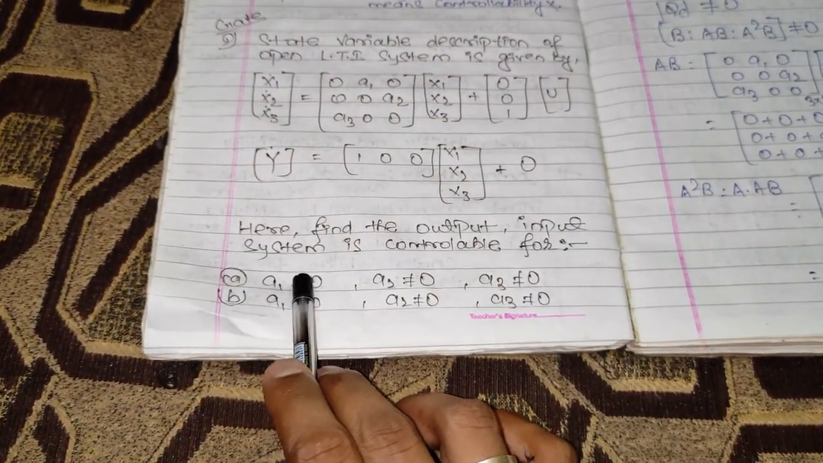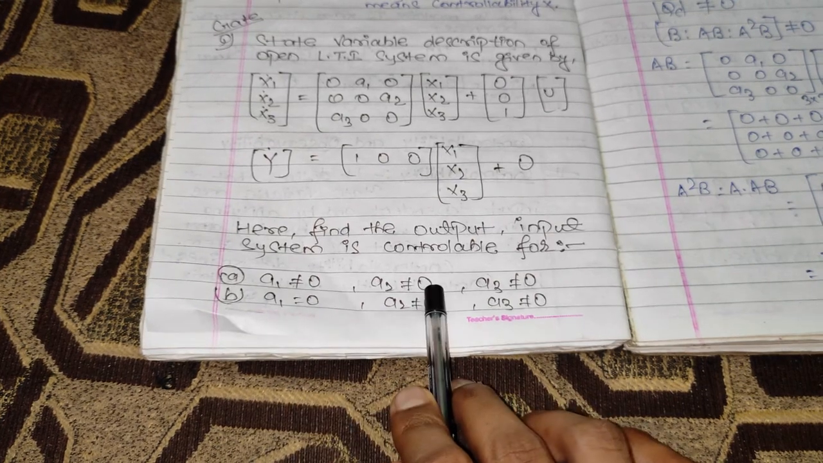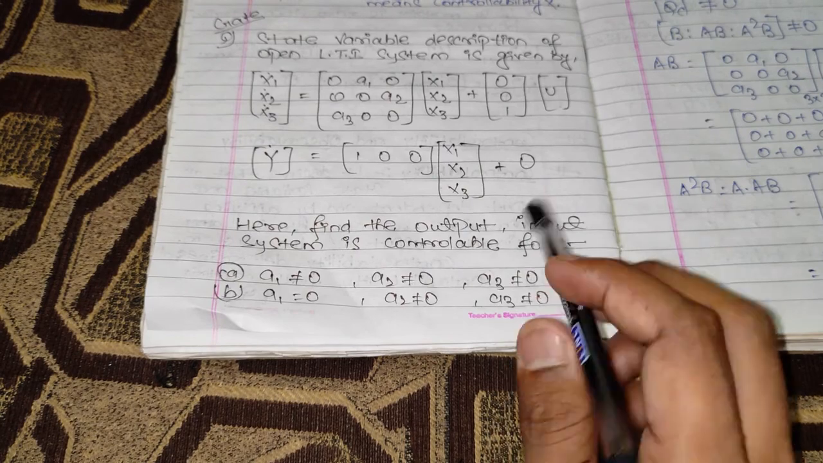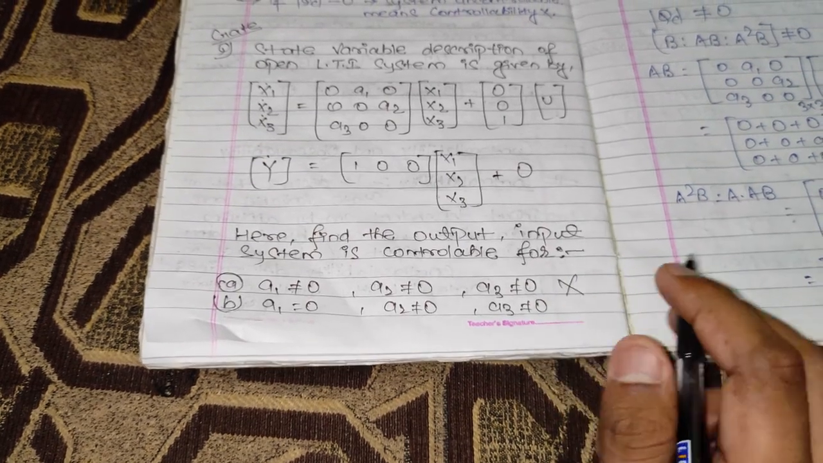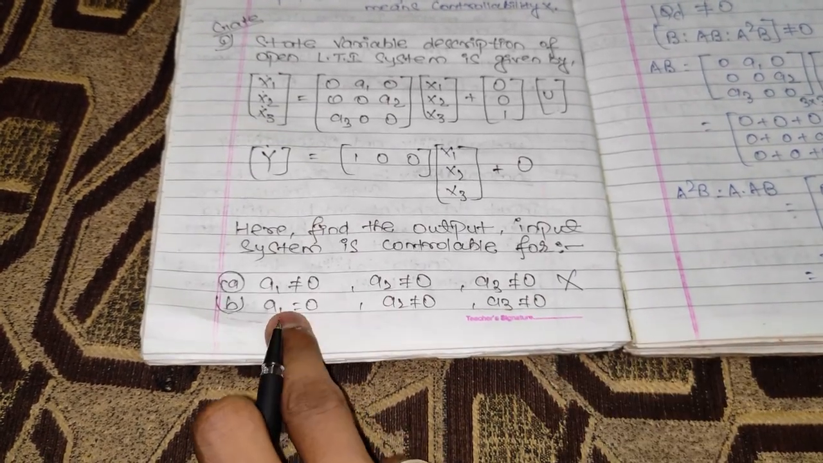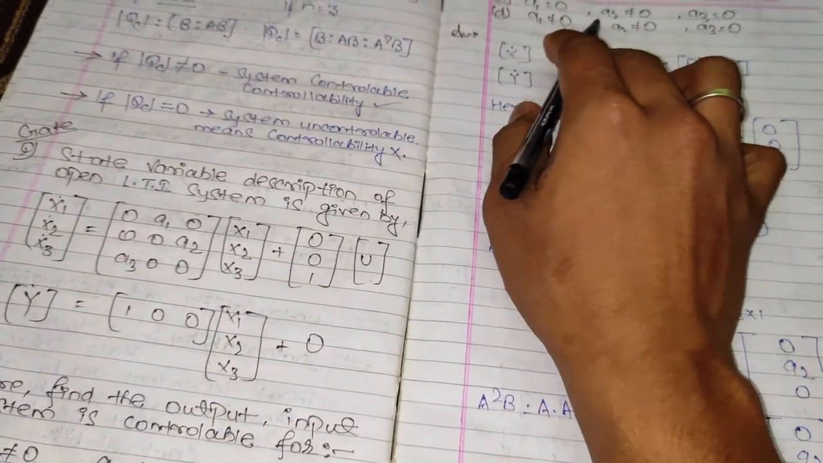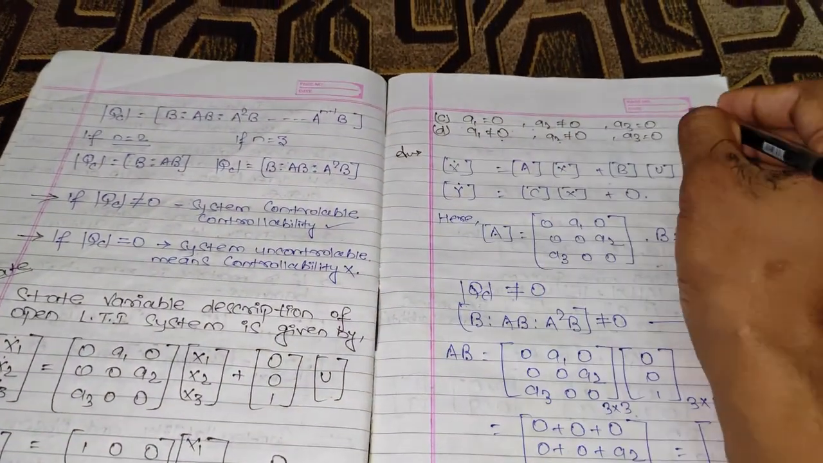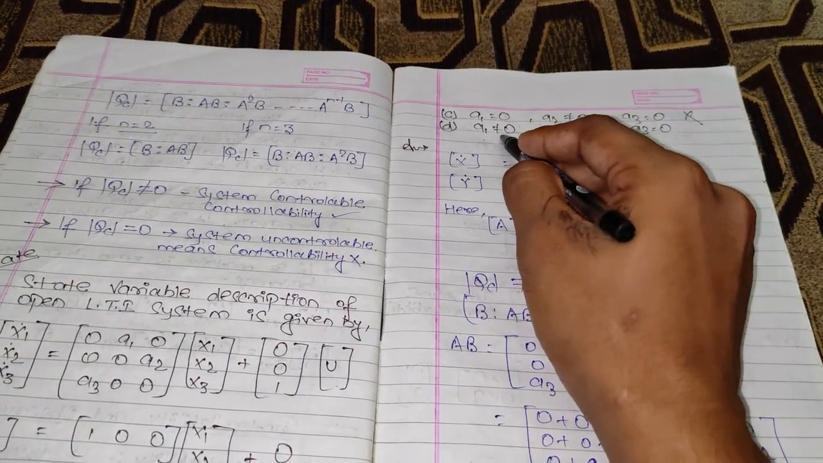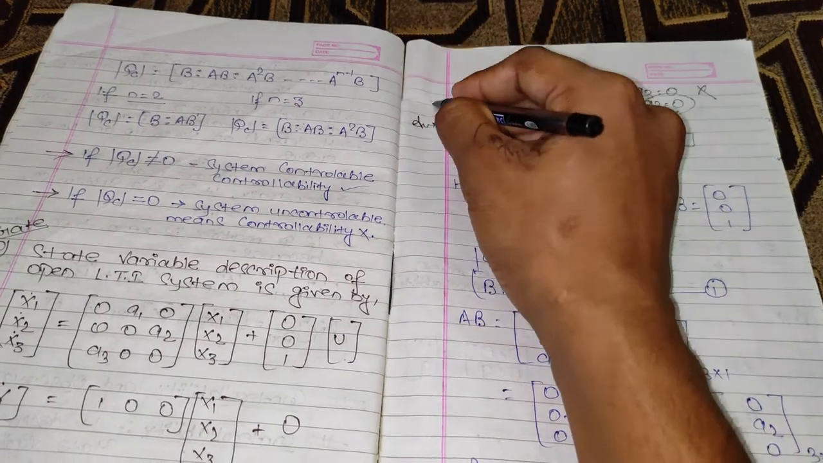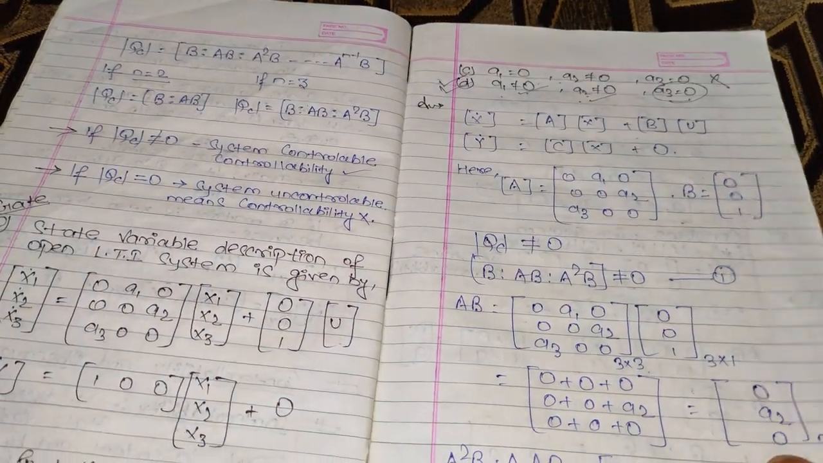So we will see the options. A1 not equal to 0, A2 not equal to 0, A3 not equal to 0, but A3 is not present, so A3 should be 0. So this will not be the option. A1 is equal to 0, no, cancel. A1 is equal to 0, cancel. A1 is not equal to 0, A2 is not equal to 0, A3 is equal to 0. So this is the correct option.